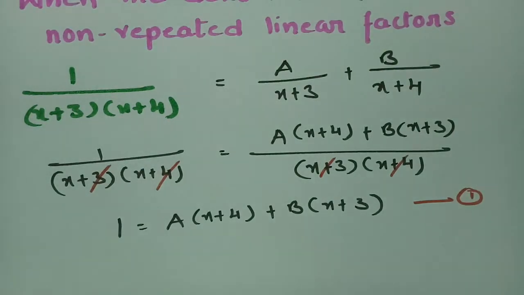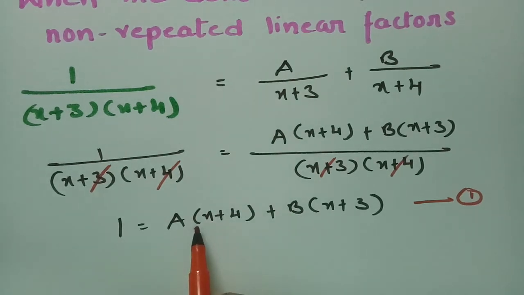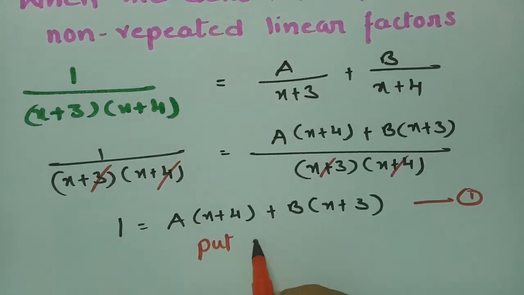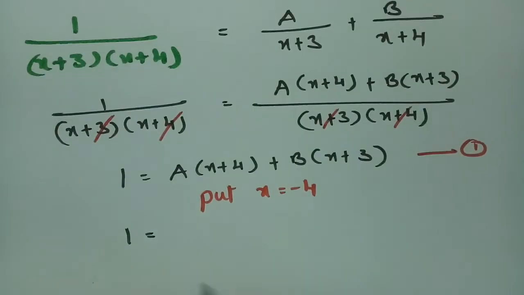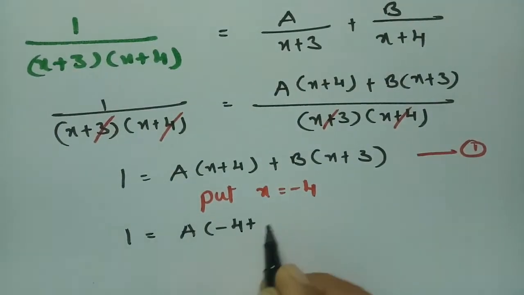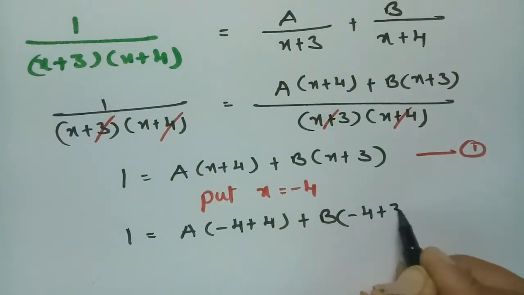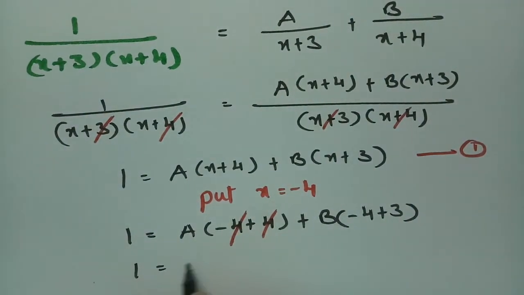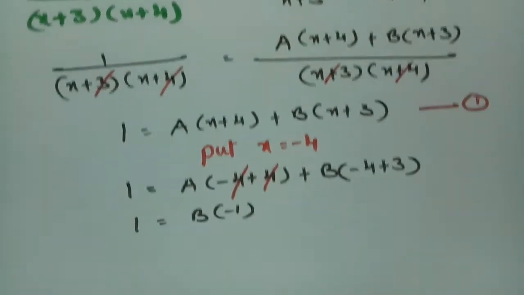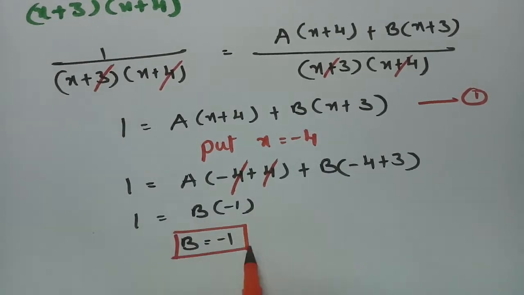In this equation, in order to make a 0 so that I get the b value, since there is plus 4, I keep minus 4 in place of x. So put x is equal to minus 4. Therefore 1 is equal to a into (minus 4 plus 4) plus b times (minus 4 plus 3). Now if I cancel this, what remains? 1 is equal to b into minus 1. Therefore b is equal to minus 1.